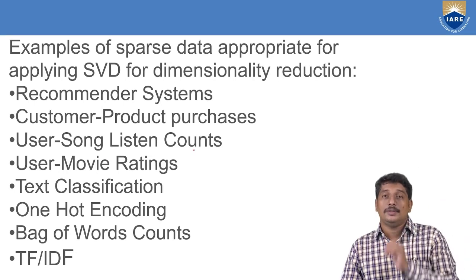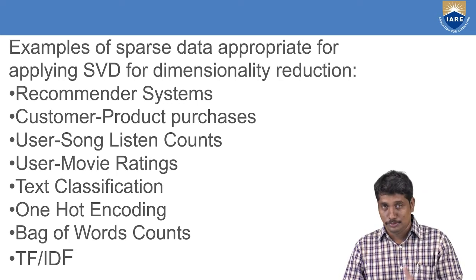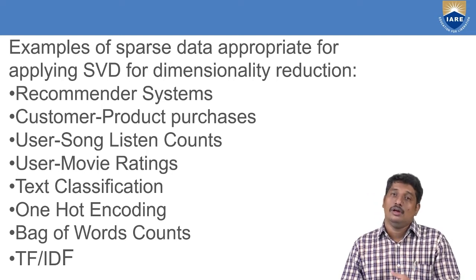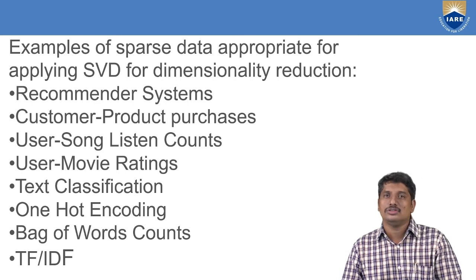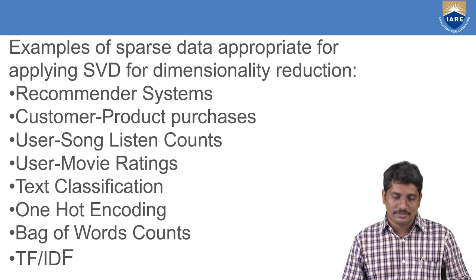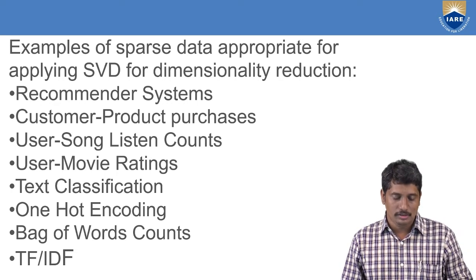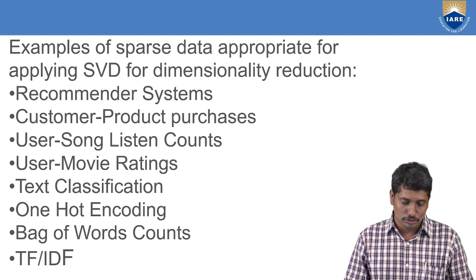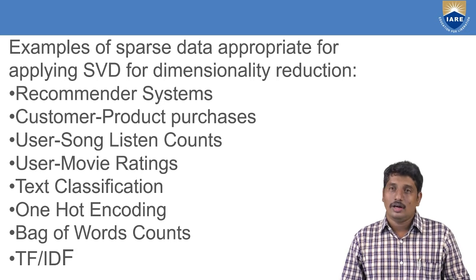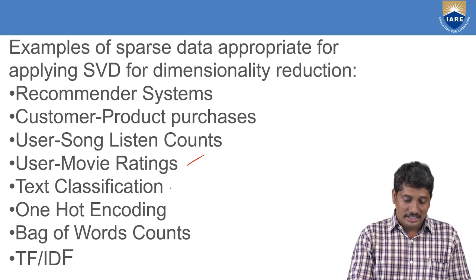And user song listen counts. Generally, some people are more interested in listening to melodious songs, and some people may be interested in devotional songs. Like that, we have our own preferences. So accordingly, the music providers will make some recommendations to you. This is a part of artificial intelligence, and SVD plays an important role. And movie ratings.